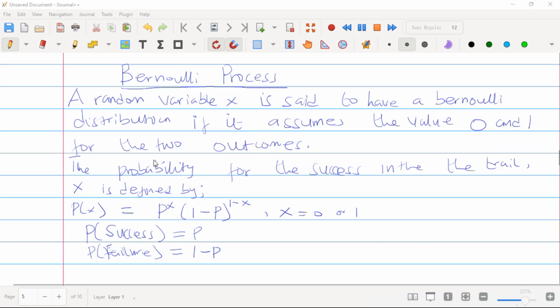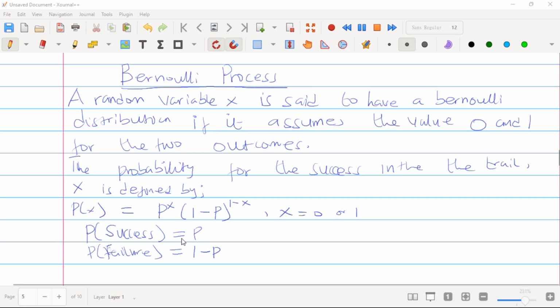And then we have the probability mass function for the Bernoulli process, right? So we are saying that the probability of success in the trial x is defined by this probability mass function. The probability mass function for a Bernoulli trial is P(x) = p^x (1 - p)^(1 - x), where our x can only be either 0 or 1, so we cannot exceed this, right?